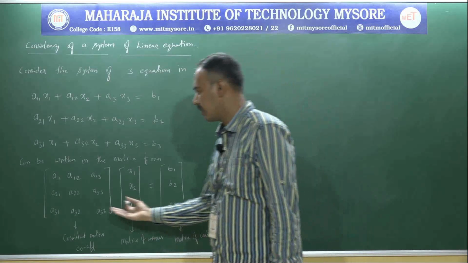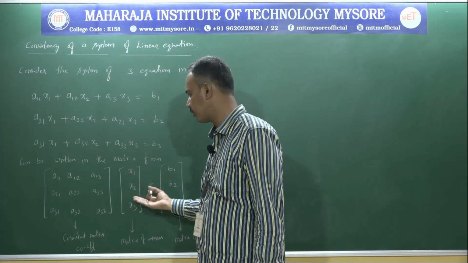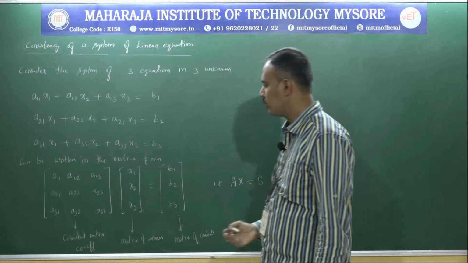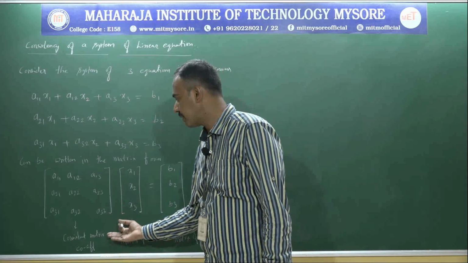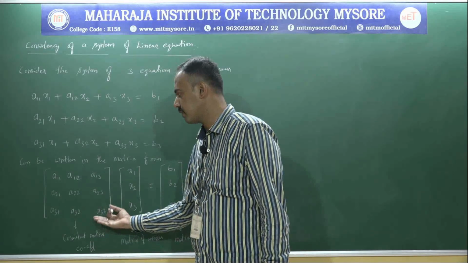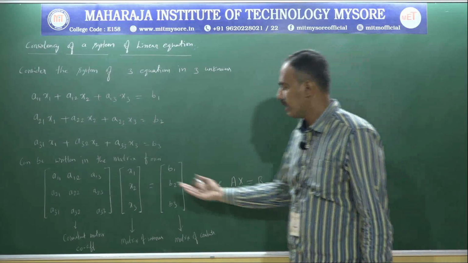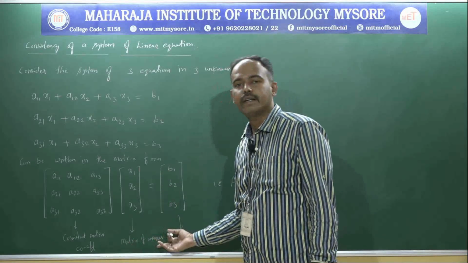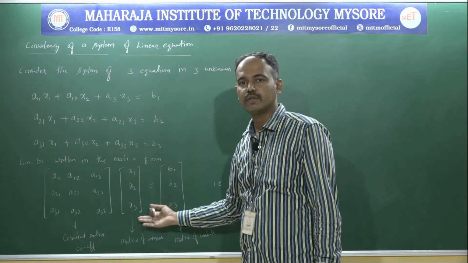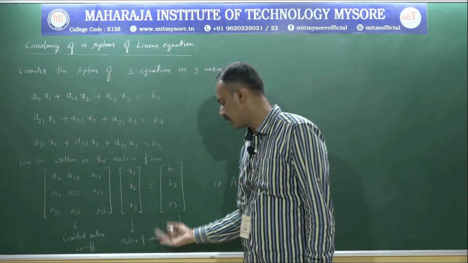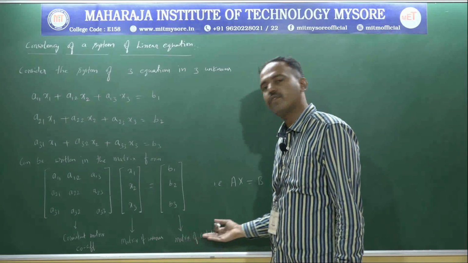Here is the matrix form. We have the matrix of x1, x2, x3, and the matrix b1, b2, b3. Here we can consider the coefficient matrix, which we denote as A. Here x1, x2, x3 are the matrix of unknowns; we have three equations and three unknowns. The right-hand side b1, b2, b3 is the matrix of constants.